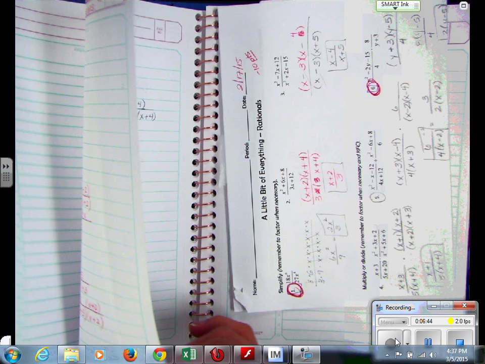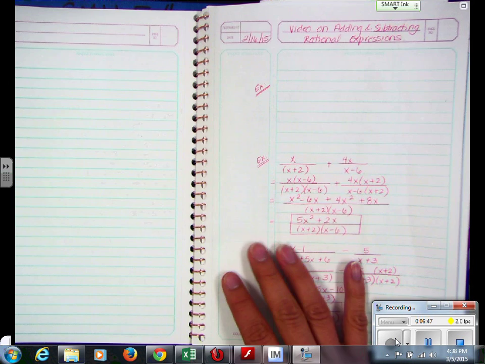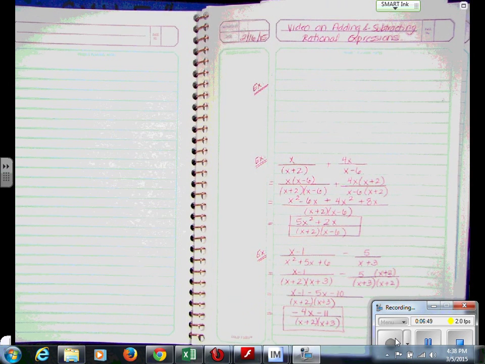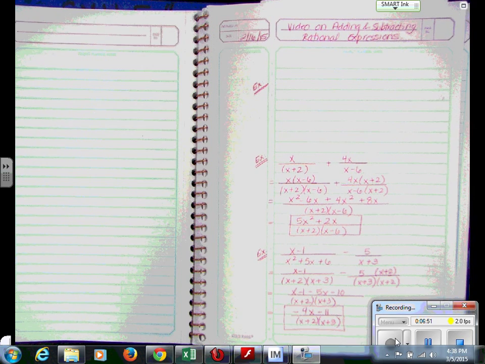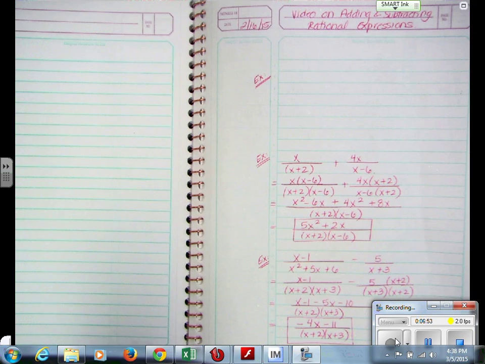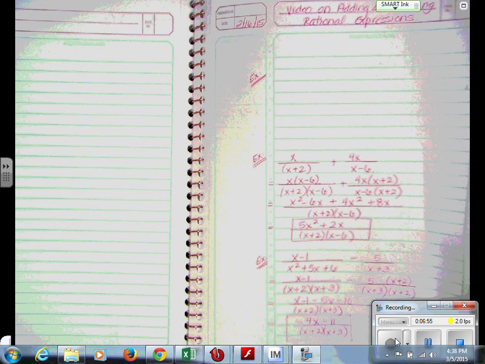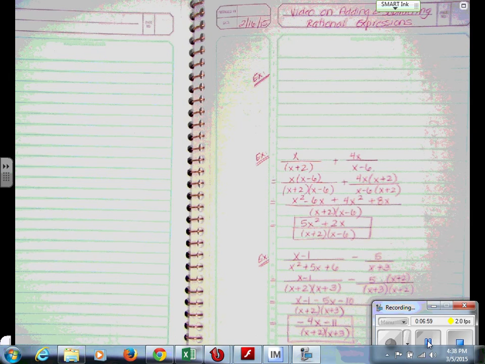After the activity 25 and 22, we caught up on all our work. We started taking notes on adding and subtracting rational expressions. This video is online if you want to take a look at it as well on YouTube. Your homework was to watch the second video and take the notes down as an assignment.